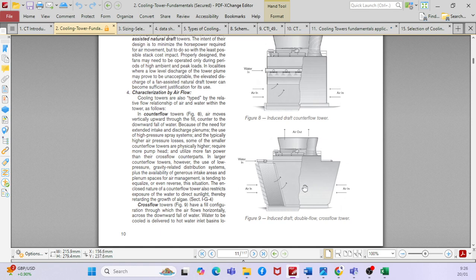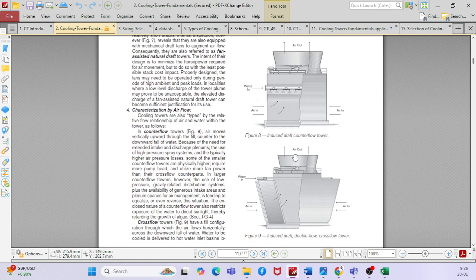If you see this particular type, the film is here. You can call it a fill. So when the air passes through the fill, it will cool down the water. Then it will go to the top of the tower. This is where you have the fan on the top, both are fans on the top. So this is called induced draft.